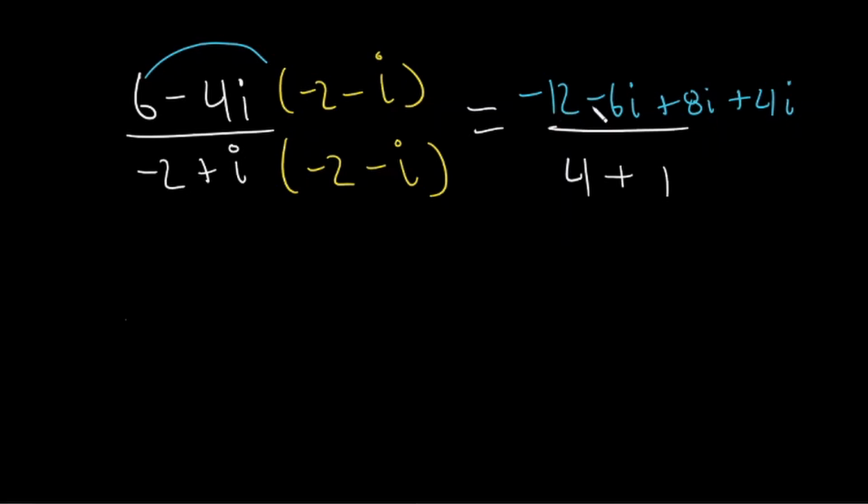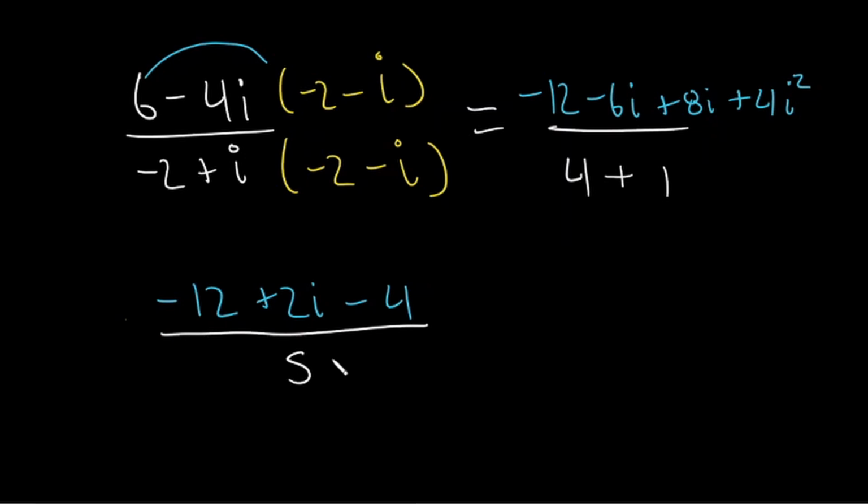So now let's combine our like terms here. We have negative 12. 8i minus 6i is going to be 2i. Sorry, I forgot a squared here. It's 4i squared. So we know i squared is negative 1. So negative 1 times 4 is going to be negative 4. And then we are dividing all of that by 5. So negative 12 minus 4 is going to be 16 plus 2i divided by 5.